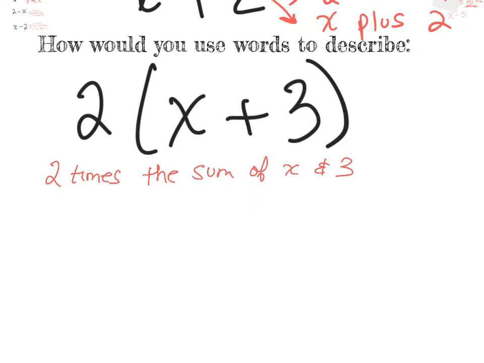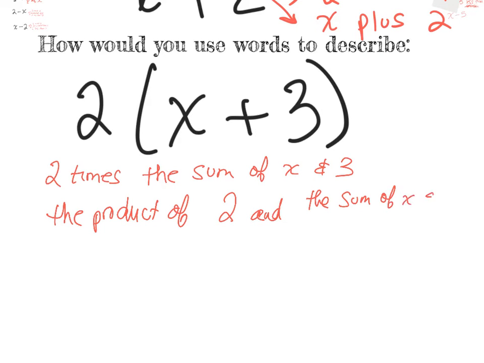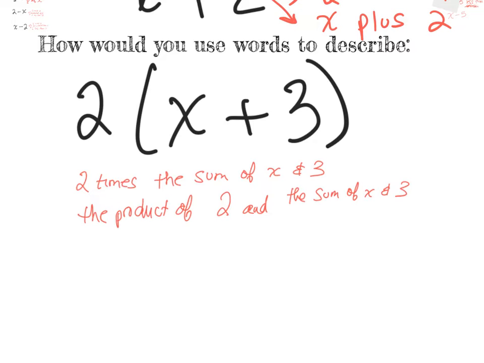Really fancy, the product of, which means you're going to multiply 2 items, right? The product of 2 and the sum of x and 3. That means you're multiplying 2 by whatever x plus 3 is. Okay, so now let's see what it is that we're going to be applying. What are the applications of this?